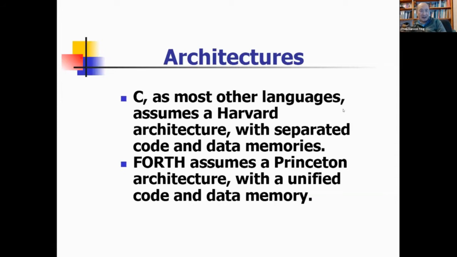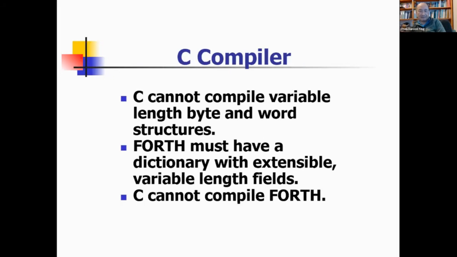C, as most other languages, assumes a Harvard architecture with separated code and data memories. But on the other hand, FORTH assumes a Princeton architecture with a unified code and data memory. And with this Harvard architecture, C as a compiler is very limited. C cannot compile variable length bytes and word structures.